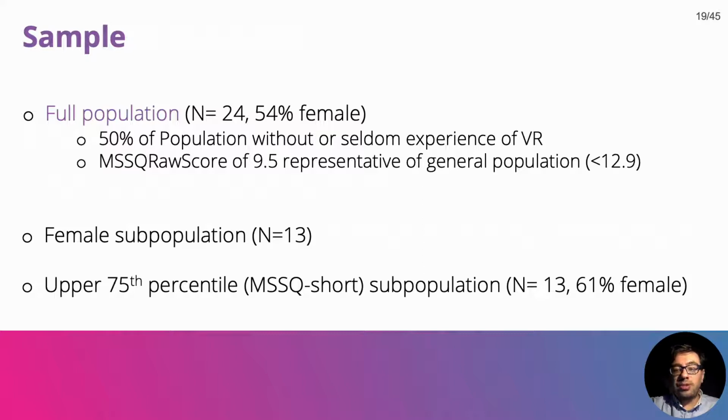Besides analyzing the full population, we repeated all analyses with two subpopulations. This includes a female subpopulation that previous work has shown is more susceptible to VIMS, and a subpopulation made of the upper 75th percentile of the MSSQ short.